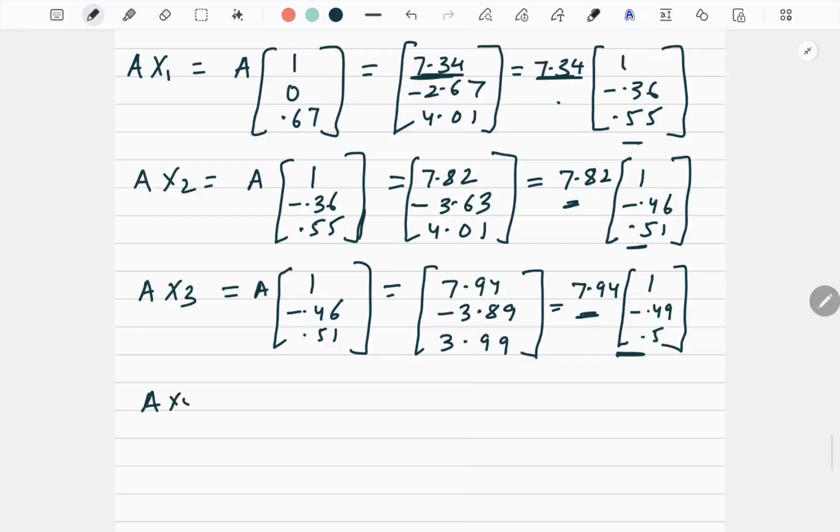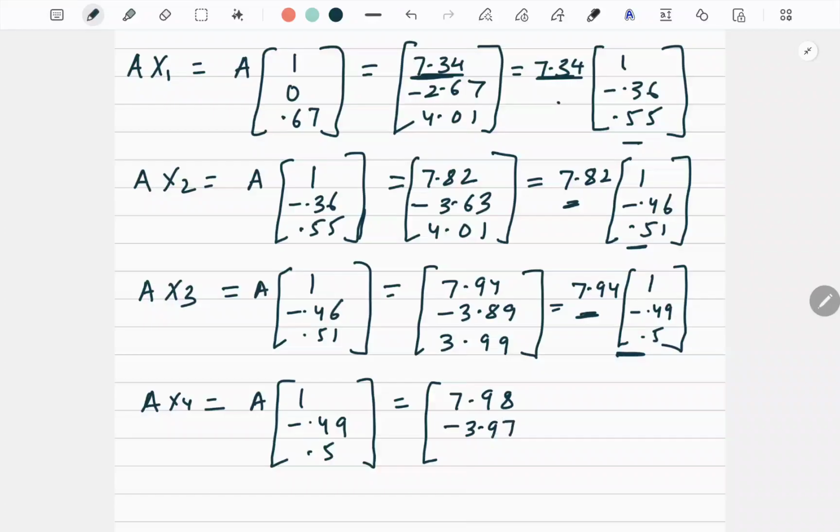A x4 I will do. So I will put A and x4 is 1, minus 0.49, 0.5. Correct? So now when I multiply this, I will get 7.98, then minus 3.97, 3.99. Which is largest? 7.98. So take it out. So what is left now? 1, minus 0.5, 0.5. Correct?